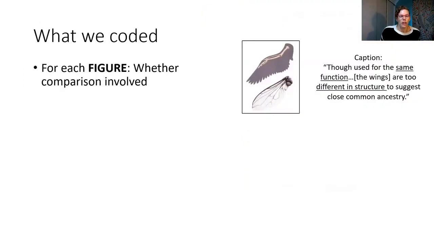What we coded for each figure that we identified was whether comparison was involved. Here's an example of a figure where comparison was involved. We have these 2 wings that students need to compare. For this one, it was very clear. There were explicit cues: "Though used for the same function, the wings are too different in structure to suggest close common ancestry." Very clear that you're trying to compare these to find similarities and differences. But there were also other cues that were a little more subtle, aspects of the figures themselves that were used to indicate that 2 things should be compared.